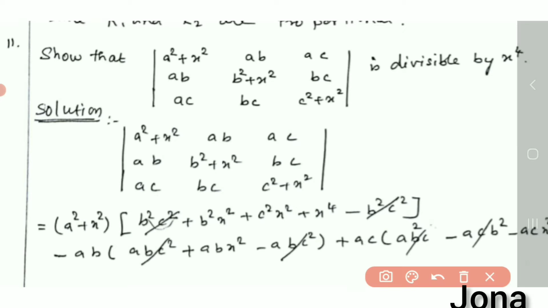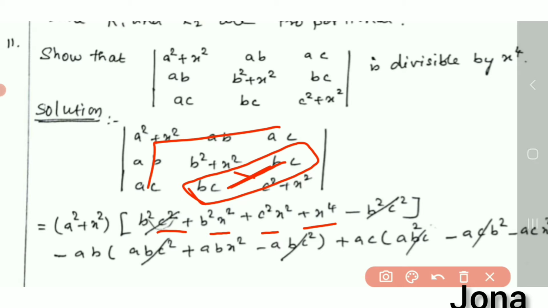How to take this determinant value here? We have to keep this a square plus x square, leave this column and row, and cross multiply these two. So by cross multiplying these two, b square c square plus b square x square plus x square c square plus x power 4, and then cross multiply the other side, that means b square c square. So we have to put minus in between. So minus b square c square.